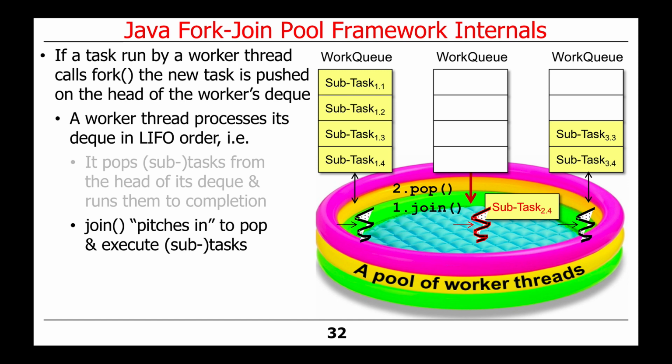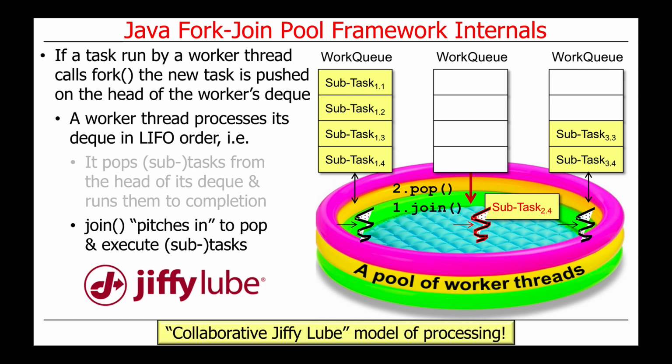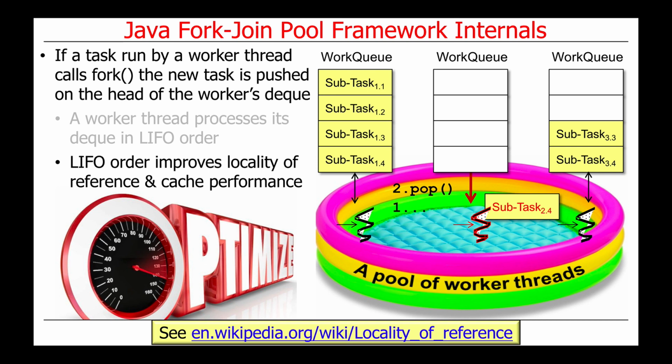We've mentioned before that join pitches in to pop and execute subtasks. So the goal is to try to keep things as busy as possible. That's the Jiffy Lube model of processing. And the reason for using LIFO is to improve the locality of reference and the cache performance. And the idea being, what LIFO means, fresh work before stale.